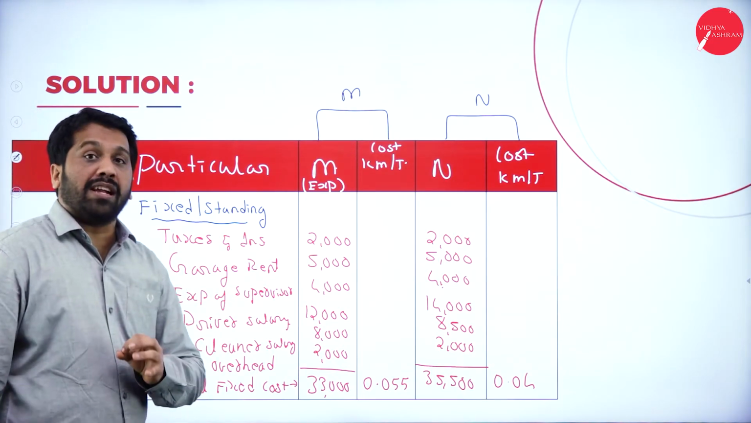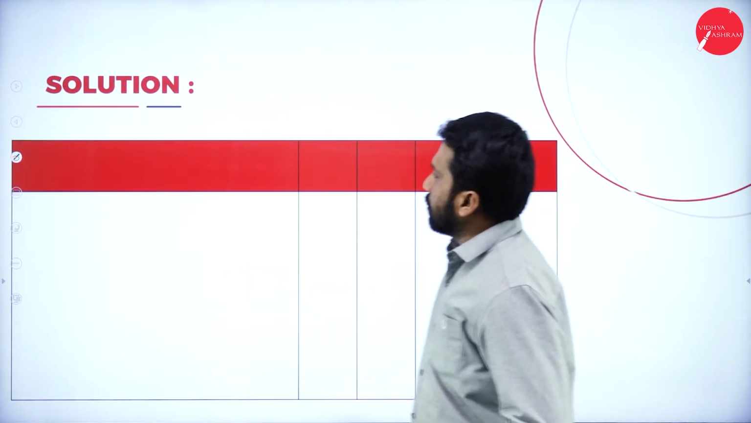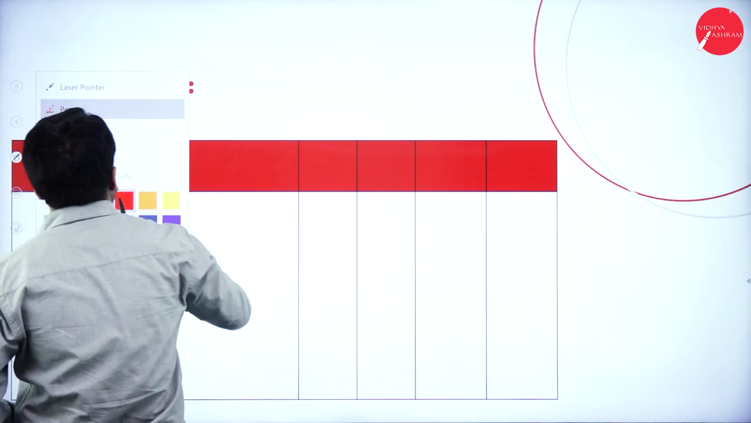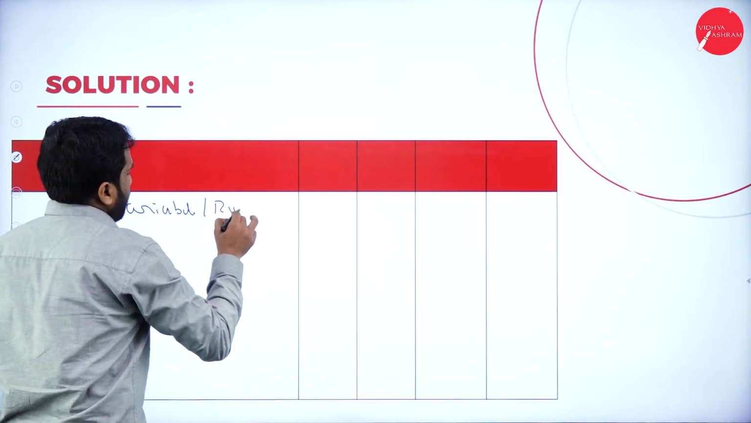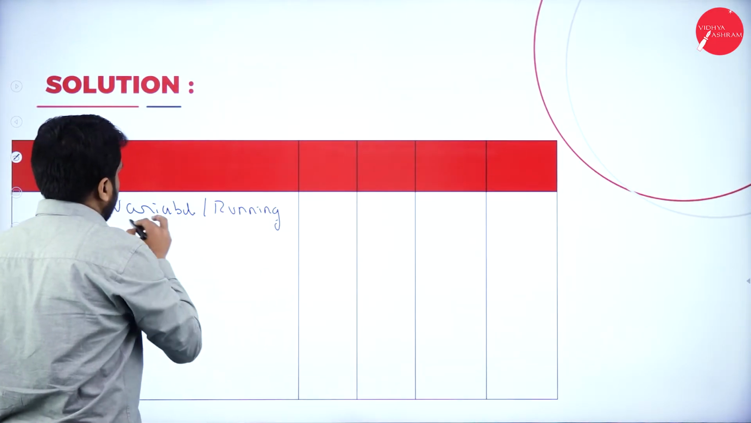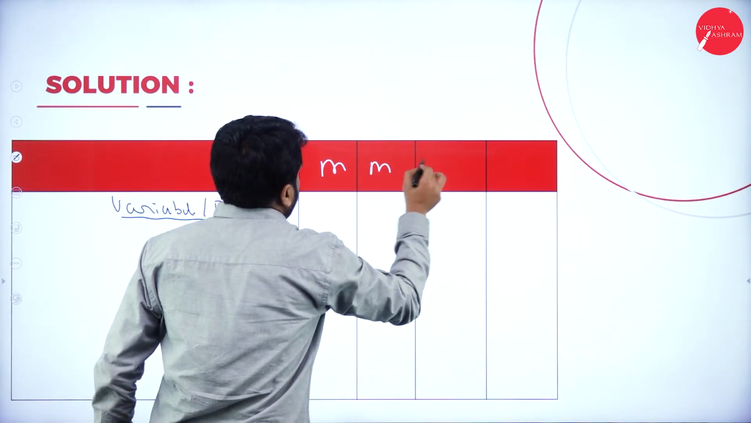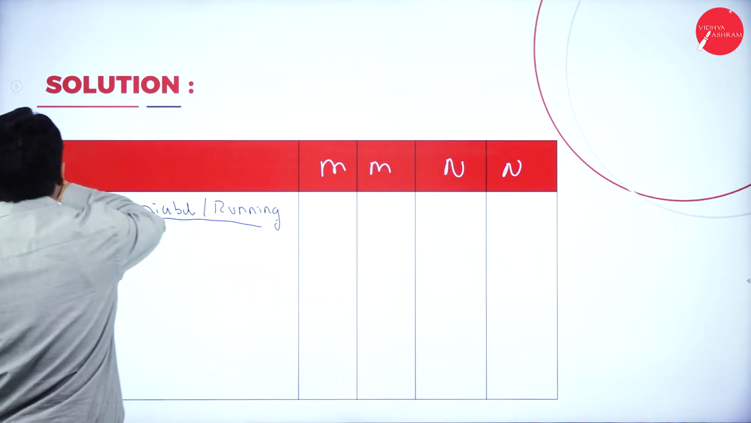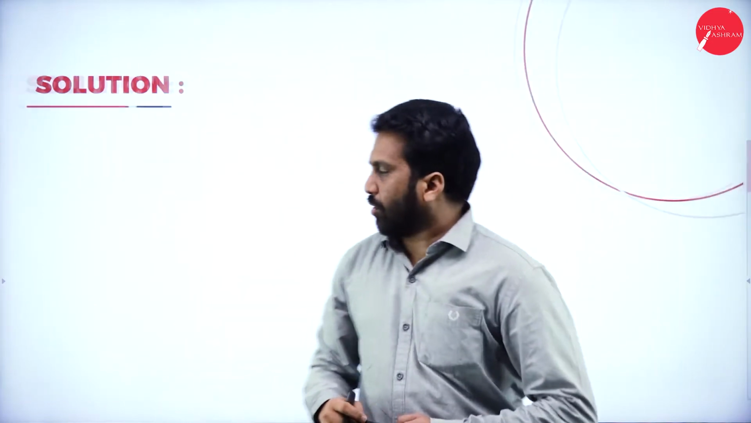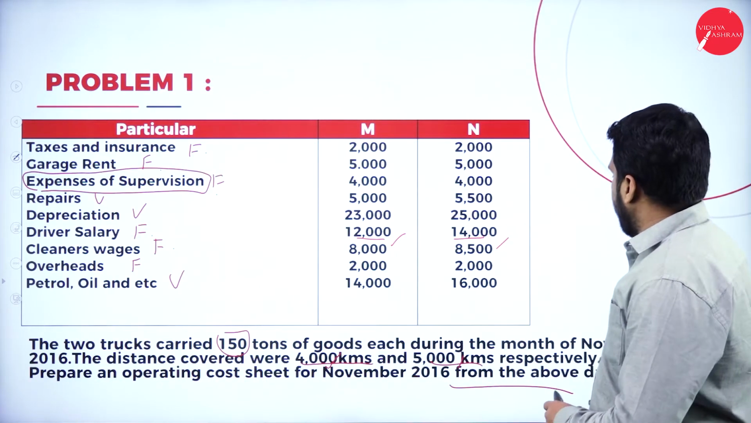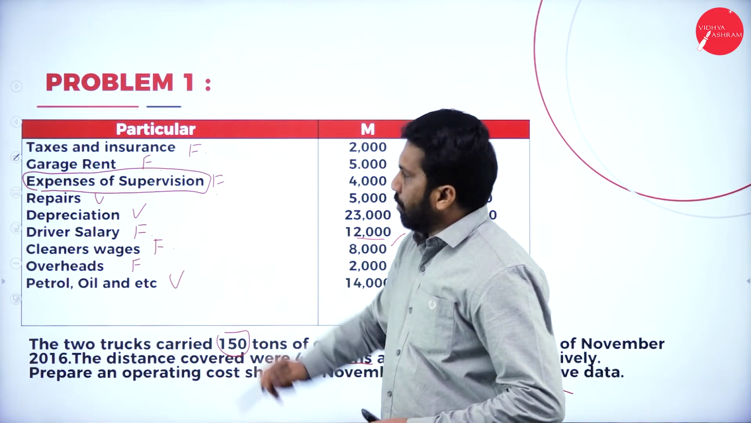I'll go for variable cost, or we can also call it running cost. So we'll go for the second one. Variable or running cost. Remember, this is for M and this is for N. We have very few in this, only 3 variable items.